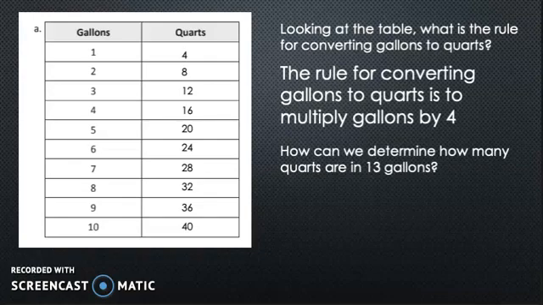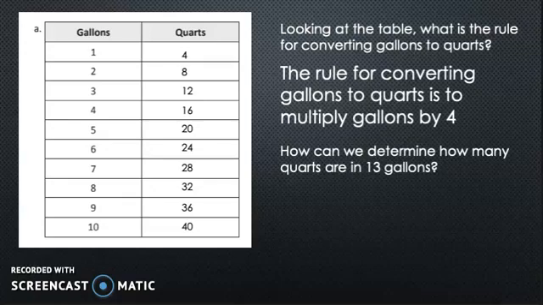Sure, we can make the table longer and continue to 13 gallons, or we can use the rule and multiply the number of gallons by 4. The conversion table tells us how many quarts are in 3 gallons and how many quarts are in 10 gallons, so we could also just add those two numbers together.